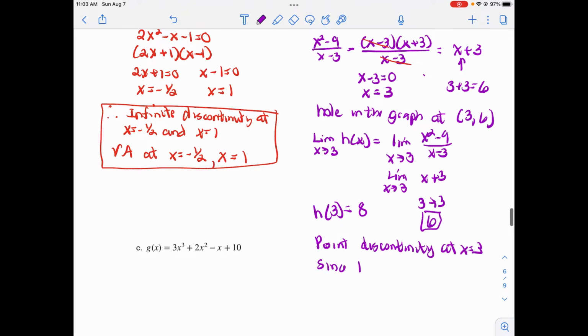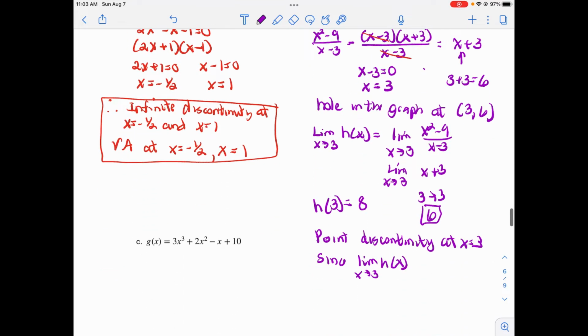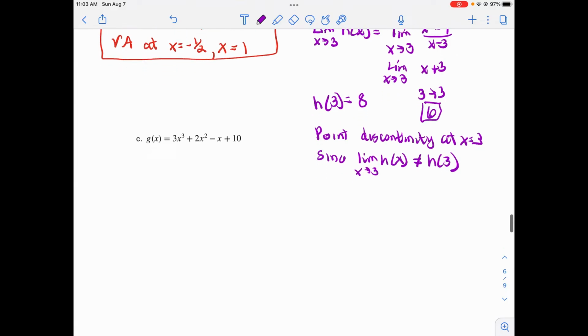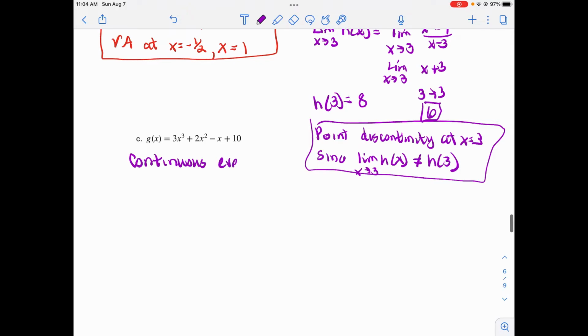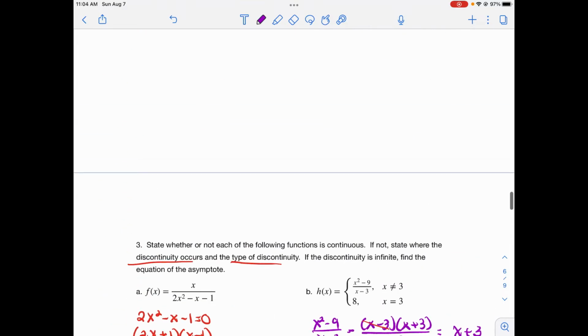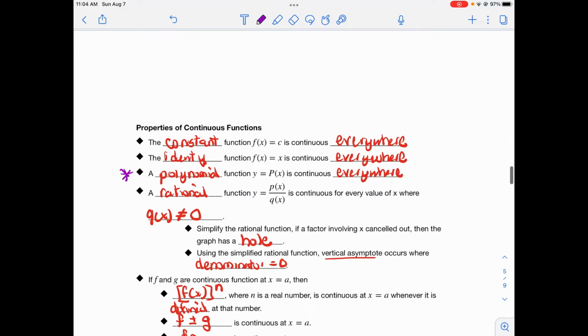We knew that since the limit as x approaches 3 of h of x is not equal to h of 3. All right, last one here, g of x is 3x cubed plus 2x squared minus x plus 10. That's a polynomial, so this is continuous everywhere since g of x is a polynomial. I'm using that rule right here.